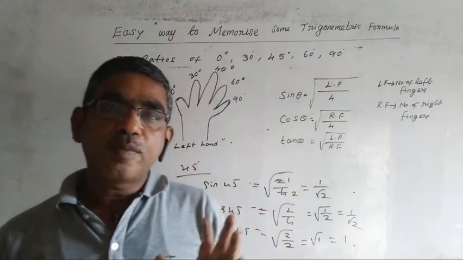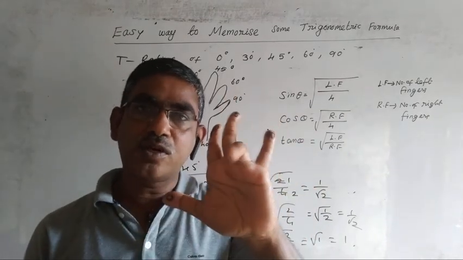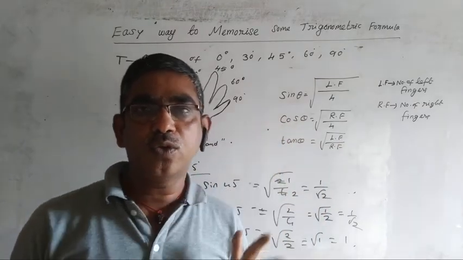You can memorize this form with the finger and find the values. If you want 60 degree, you can close 60 degree. How many left fingers, how many right fingers, you can calculate it, and you can do that.